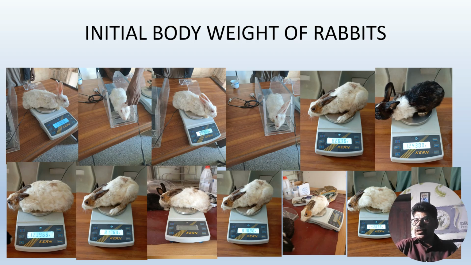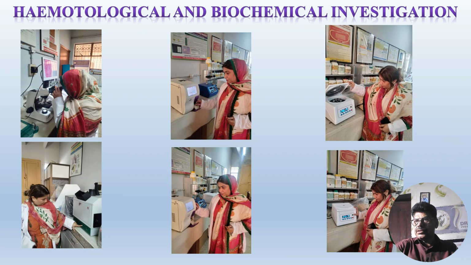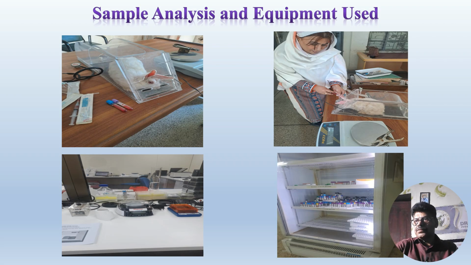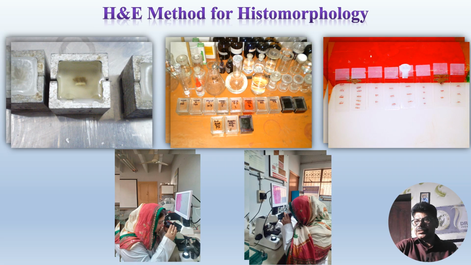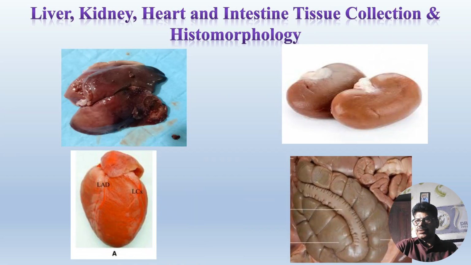These animals were kept in the Basic Medical Sciences Institute, where their initial weights were recorded, and then all the samples were processed. Hematological and biochemical investigations were done in the Department of Physiology and Biochemistry, whereas Dr. Raila was operating on all these animals, hematologically and biochemically, and even taking liver, kidney, heart, and intestinal tissues.